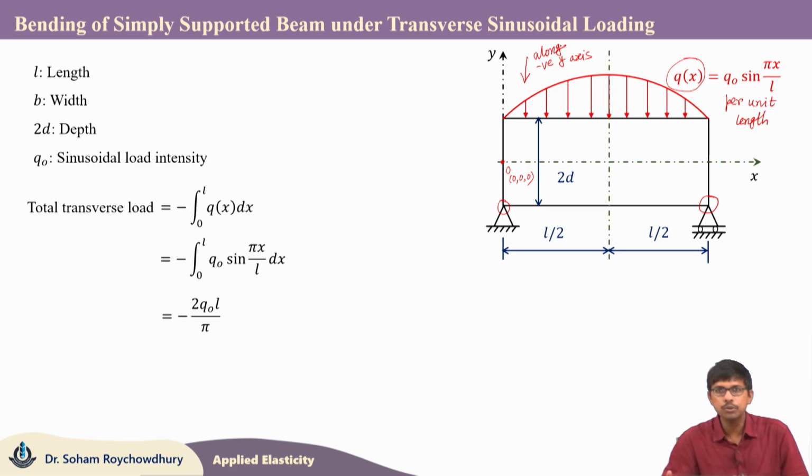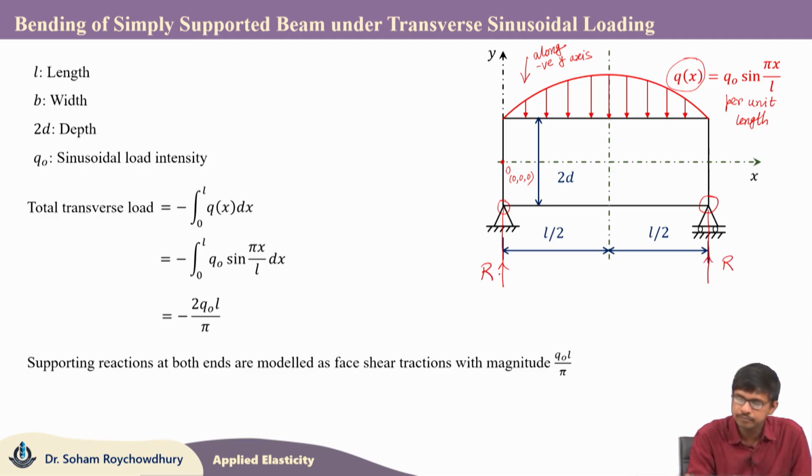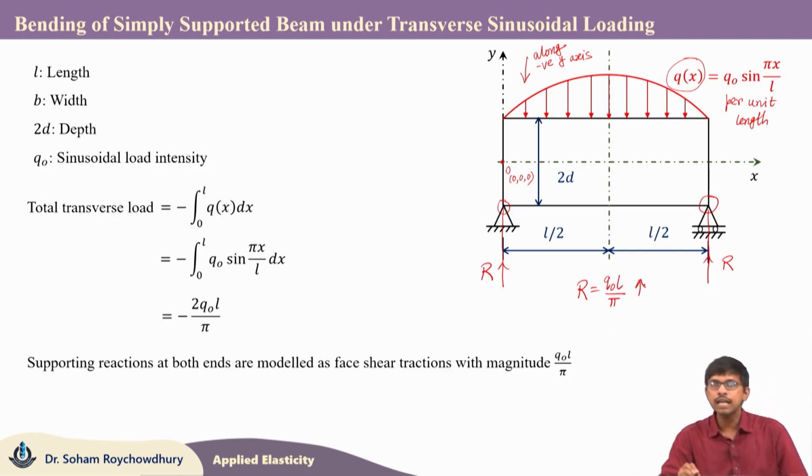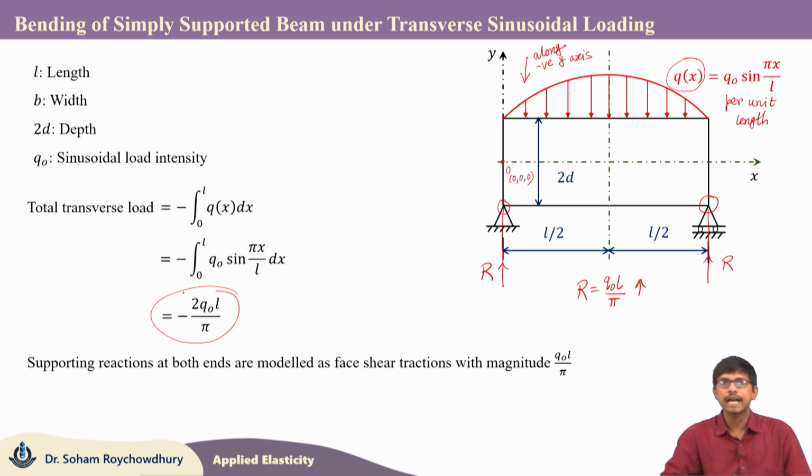Now, these would be supported by two reaction forces. Thus, reaction at both the ends, here at the left support and also at the right support, we will be having this reaction force R, and this R is equal to q naught L by pi, which is upward. So, total 2R from both the hinges will balance this transverse downward load acting on the top face.